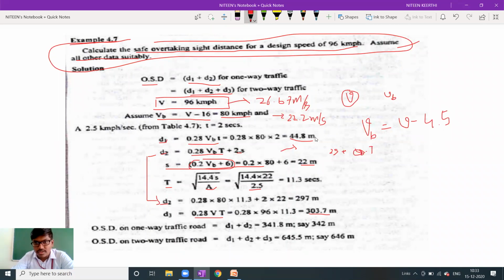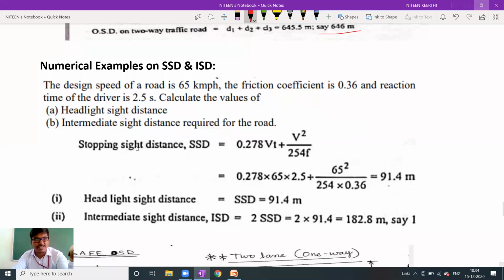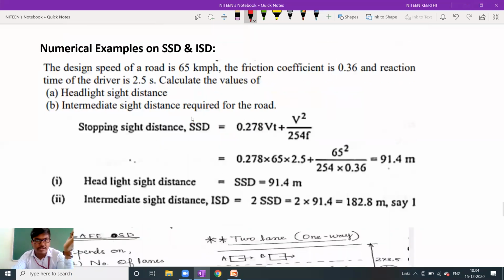So all put together, D1 plus D2 plus D3 will give me the overtaking sight distance for two-way traffic. For one-way traffic, D1 plus D2 is enough. That's it. Coming to another example, this is a small example I will discuss, and then I will wind up.